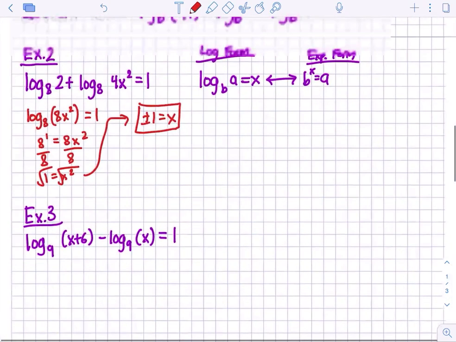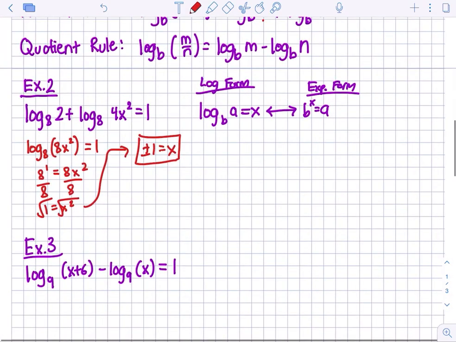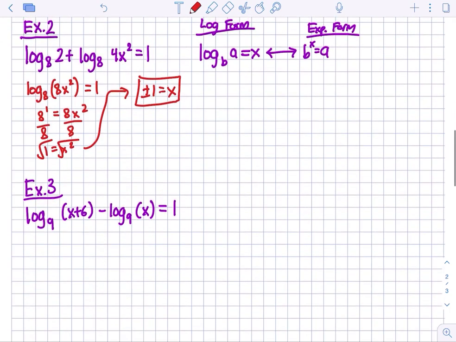Okay, here's this one. Now let's look at quotient rule. I know this is quotient rule because there's a minus sign in between two logs. So how does it transition to over here? Well, it's one log now, base b, of m divided by n. So you just have to compare and contrast. Our m value is this whole thing, and our n value is this whole thing. So log base 9 of x plus 6 divided by your n, which is just x.